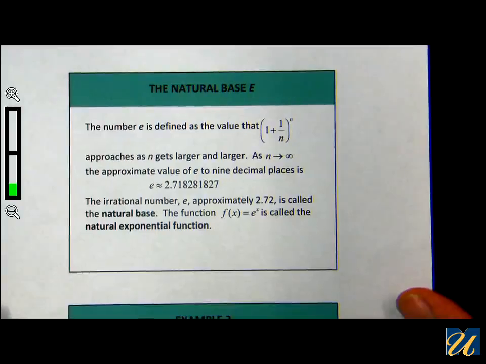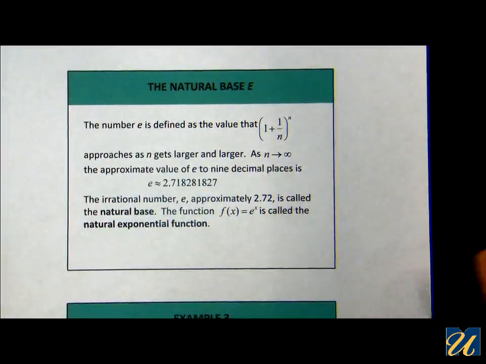Natural exponential. This might appear to be a very strange definition. I suppose it is. The natural exponential comes up in biology, physics, chemistry, mathematics, economics, finance. It's in almost every subject, so it's something that you have to get a little used to.